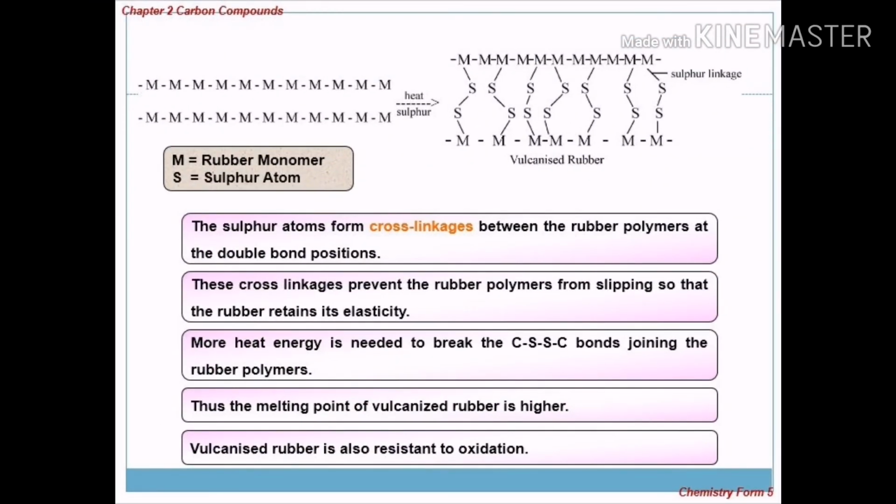In vulcanized rubber, the sulfur atoms form cross-linkage between the rubber polymers at the double bond position. This cross-linkage prevents the rubber polymers from slipping so that the rubber retains its elasticity. Due to the presence of this cross-linkage, the melting point of vulcanized rubber is higher, and the vulcanized rubber is also resistant to oxidation.